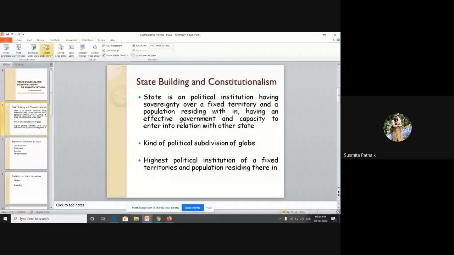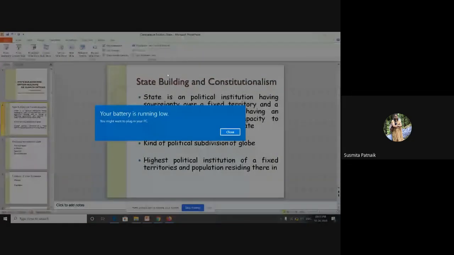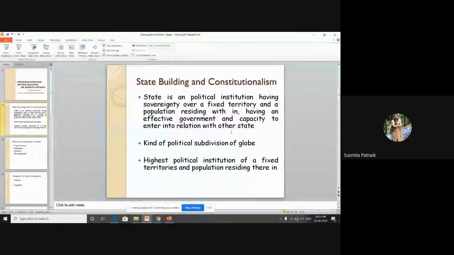So students, any doubt you are having? My battery is now low. If you are having any doubt, then ask me. Any doubt, students? If you are having any doubt, then ask me.